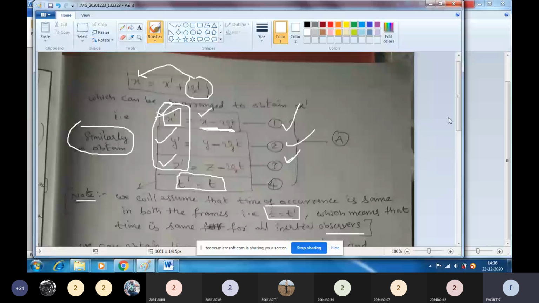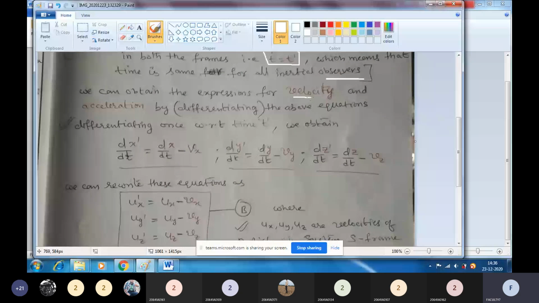Now what we are going to do is find the velocity first, and thereafter we are going to find the acceleration. How can you find the velocity? Velocity is nothing but the rate of change of distance. So we are going to differentiate the above equations with respect to time, then you will get the expression for velocity.